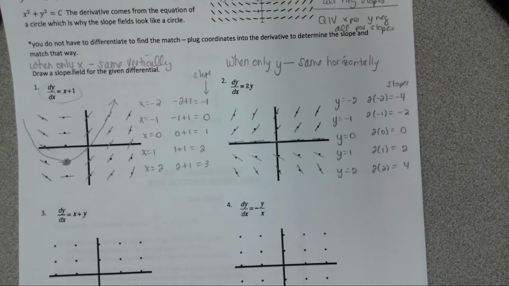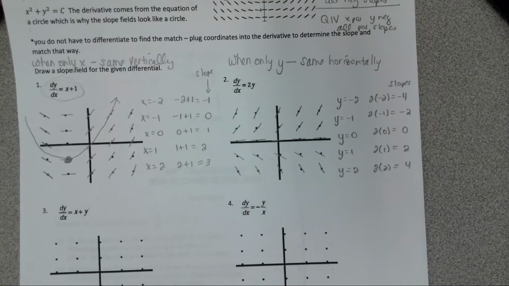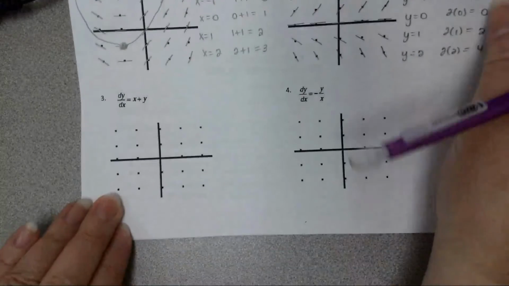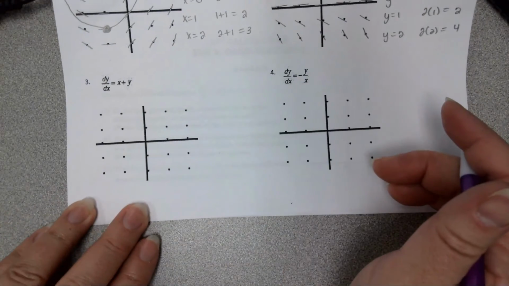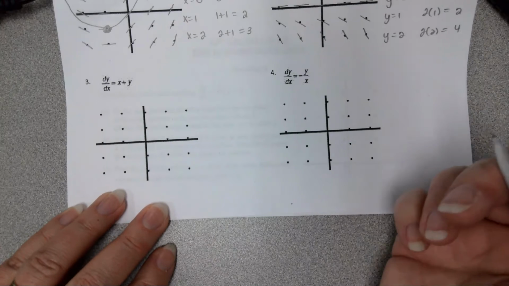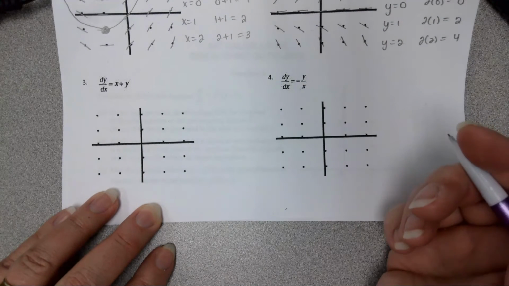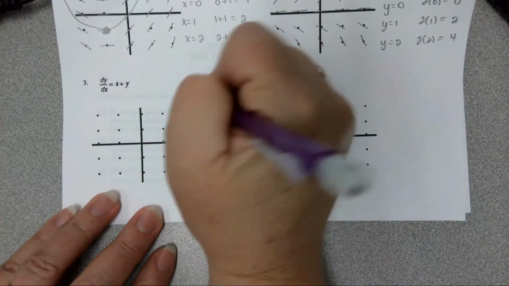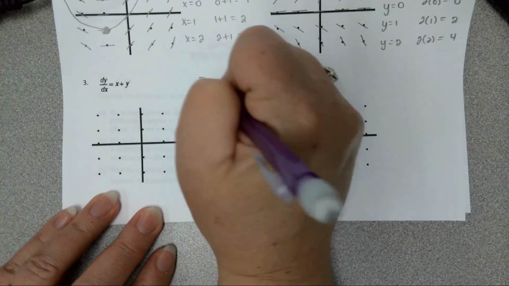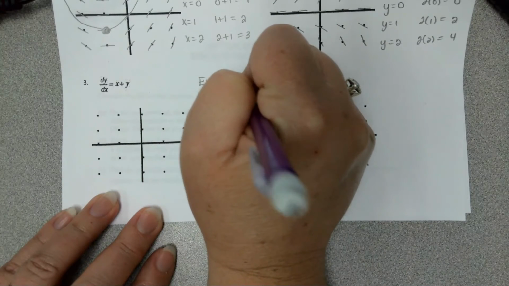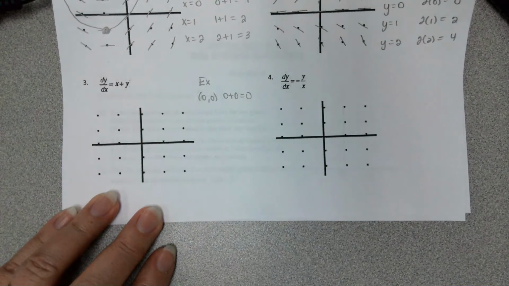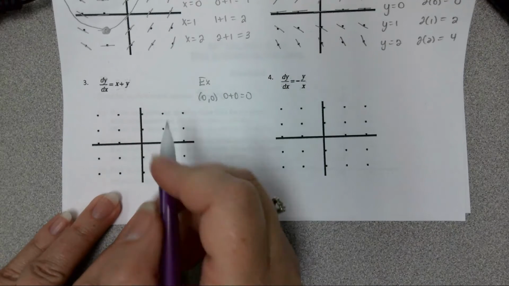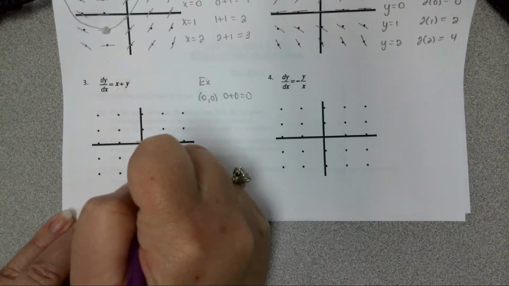All right, now 3 and 4 are the ones that are kind of a pain. The reason they're a pain is because x and y change. So let's take a look. When you're doing this, I'm going to show you some examples just to get you started, and then I'm going to fill in the rest so you can see what the picture is. Okay? If I start at the point 0, 0, I have 0 plus 0 equals 0, because my derivative was x plus y.